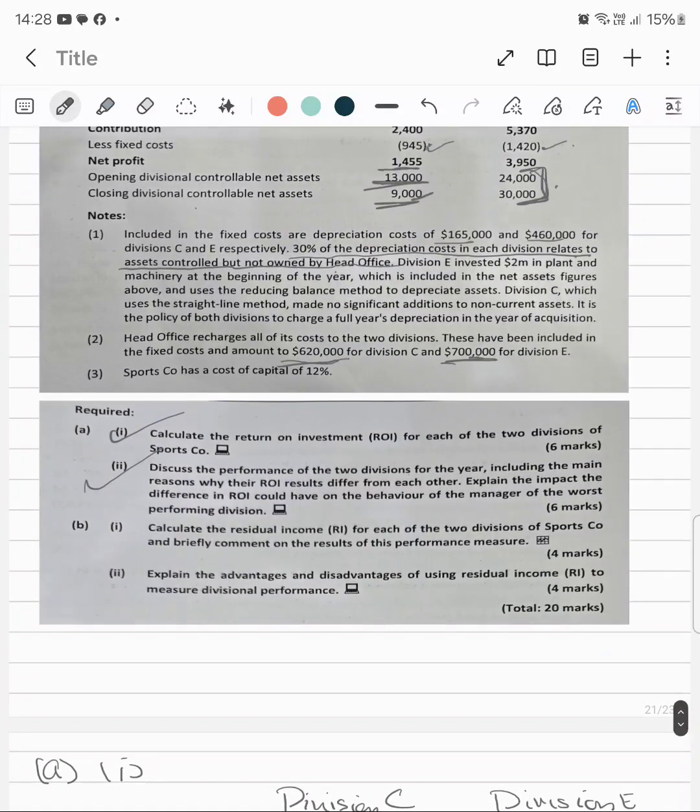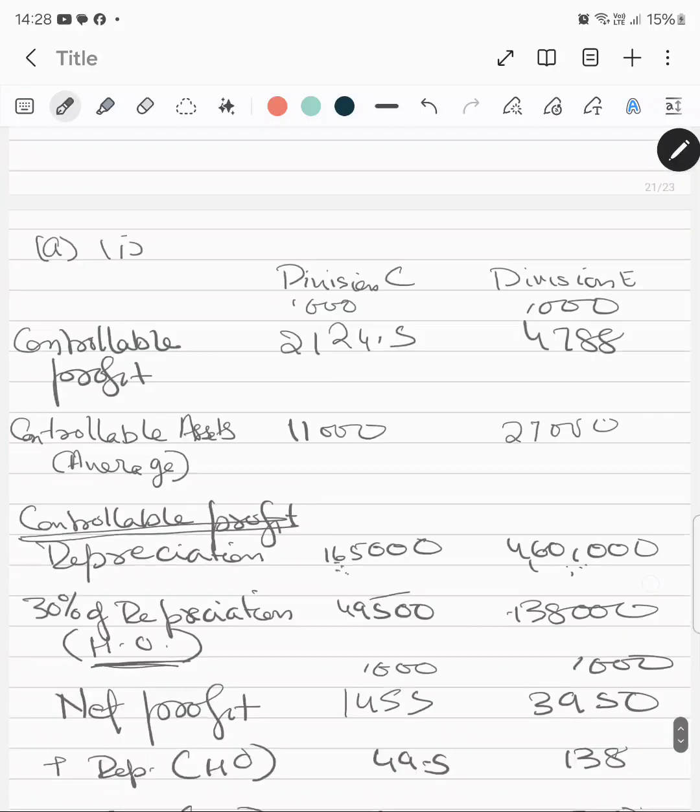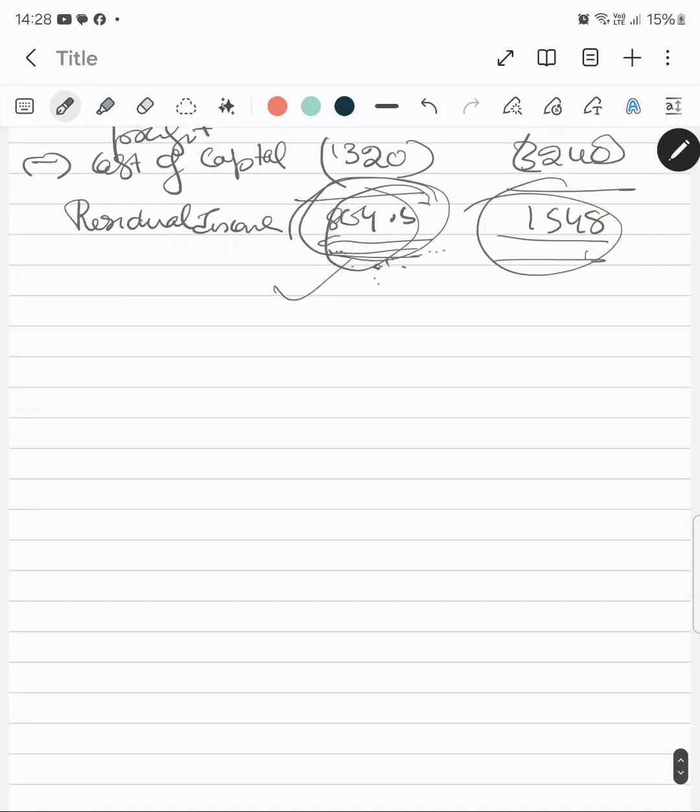Now what are the disadvantages? This question is for 4 marks. We can include two advantages and two disadvantages. So two advantages have been given. Two disadvantages can be that residual income does not facilitate the comparison between the divisions, since residual income is driven by the size of the divisions and their investments. So this can clearly be seen in the sports company, where the residual income of E is almost twice that of division C. Yes, which can be related to division E being a much larger division.